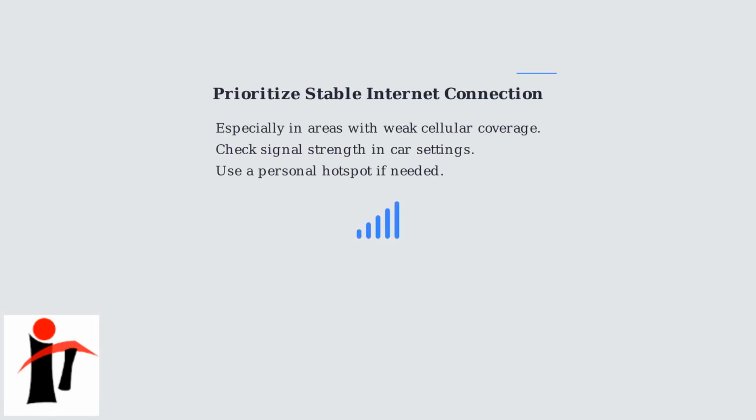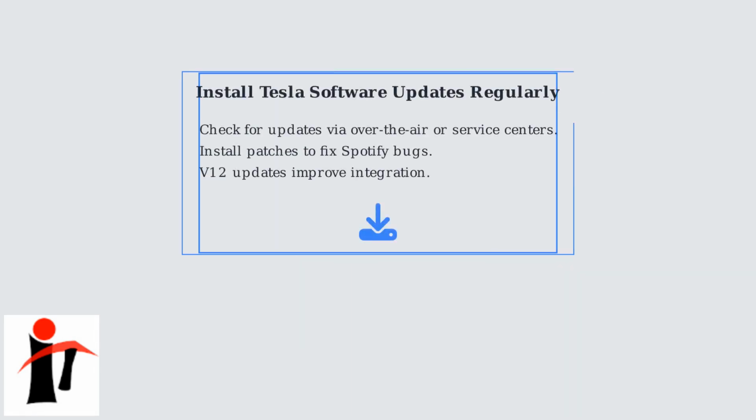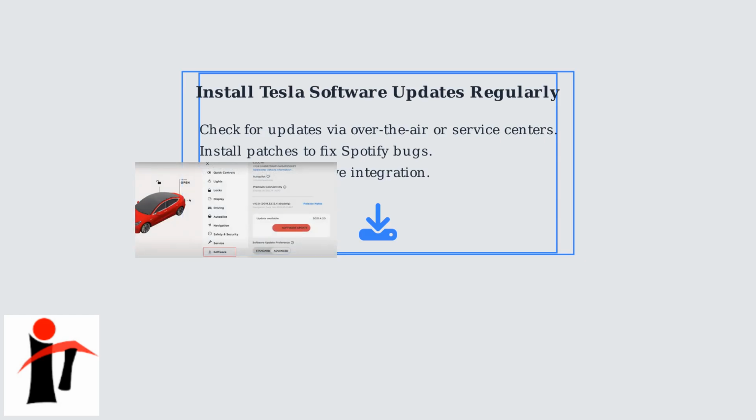To minimize Spotify issues in your Tesla Model S, start by prioritizing a stable internet connection. This is especially important in areas with weak cellular coverage. Check the signal strength in your car's settings menu and consider using a personal hotspot if the built-in data connection is unreliable. Regularly check for and install Tesla software updates to ensure compatibility. Use over-the-air updates or visit a service center.